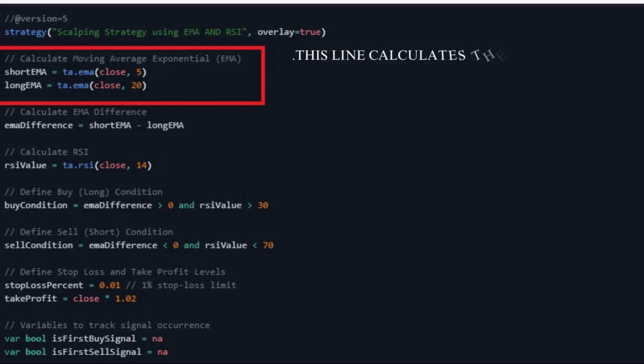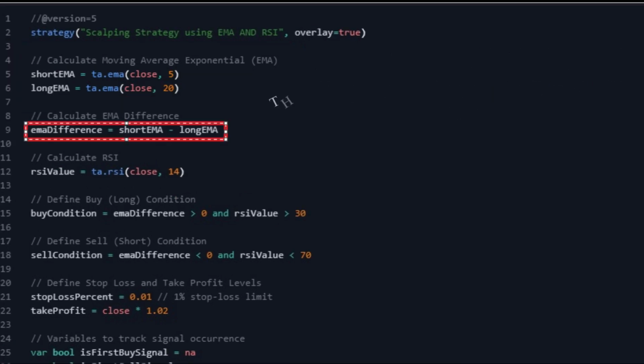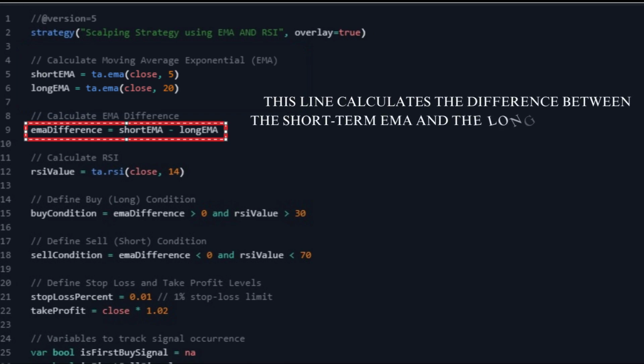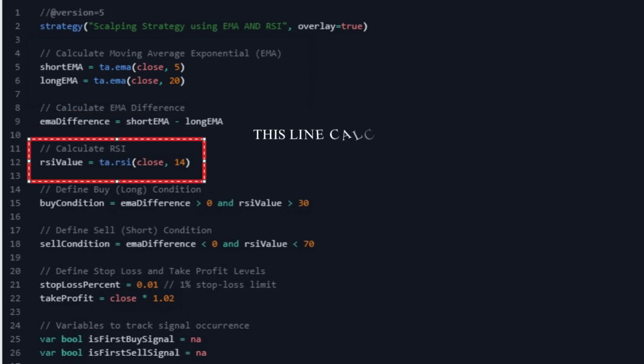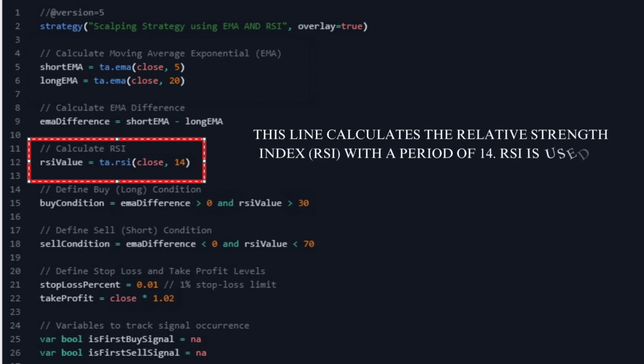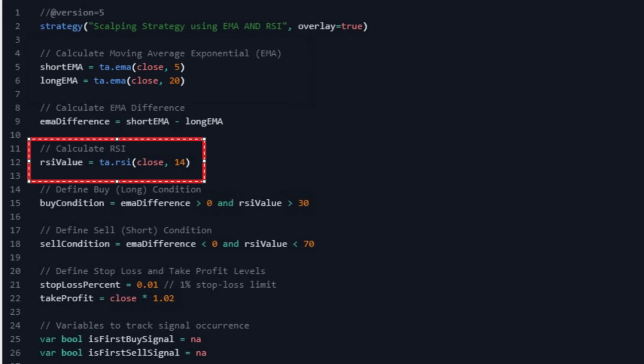This line calculates the short-term EMA with a period of 5, and the second line calculates the long-term EMA with a period of 20. And this line calculates the difference between the short-term EMA and the long-term EMA. It is used to determine the trend direction. Next, this line calculates the relative strength index, RSI, with a period of 14. RSI is used to identify overbought and oversold conditions in the market.